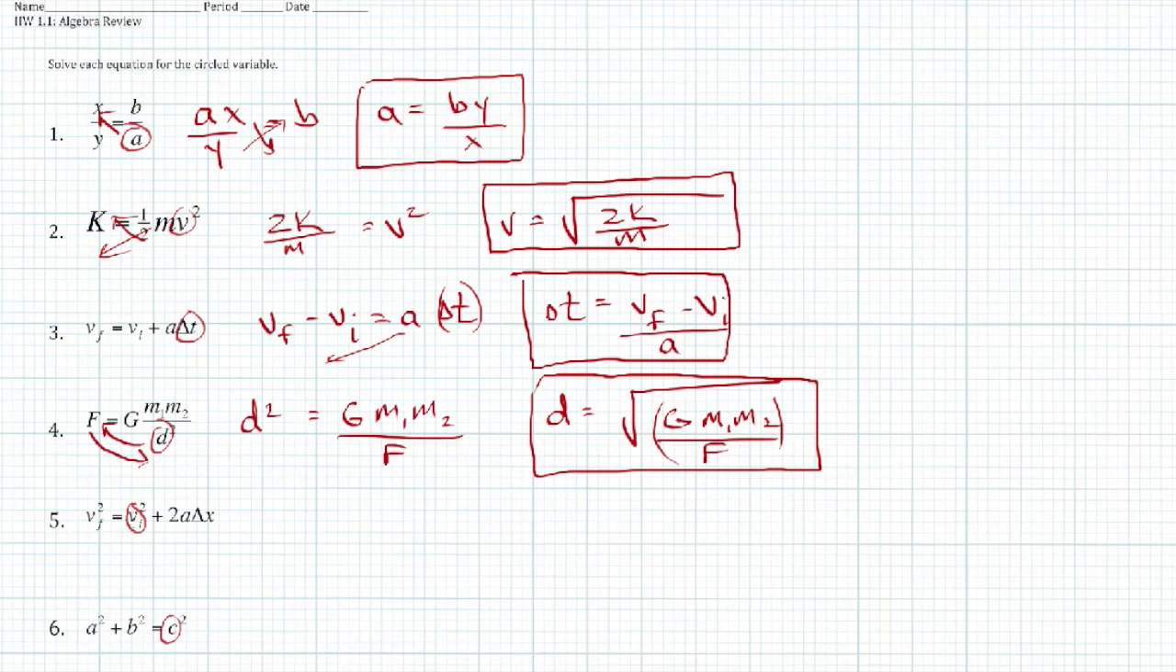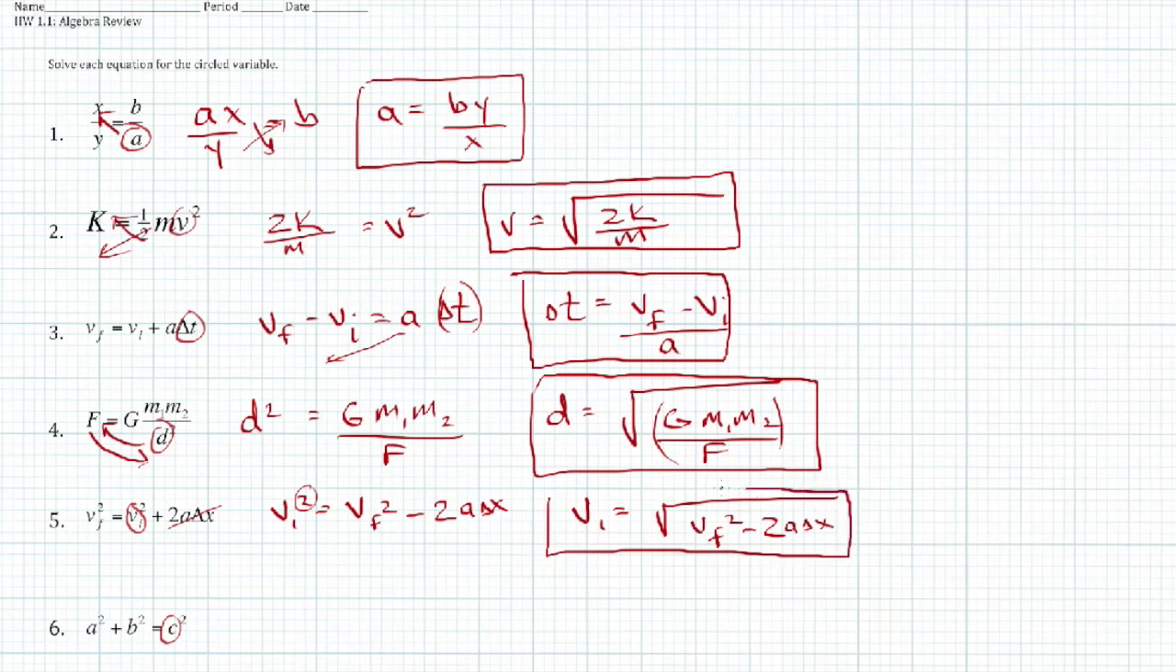Number 5, we're solving for vi. Let's first get rid of this 2a delta x by subtracting it. So vi squared is going to be equal to vf squared minus 2a times delta x. Okay, I kind of flipped the order right there, but we're solving for vi. And now all we need to do is get rid of that square, so we'll just take the square root of both sides. So vi is going to be equal to the square root of vf squared minus 2a delta x. Final answer, box it up.